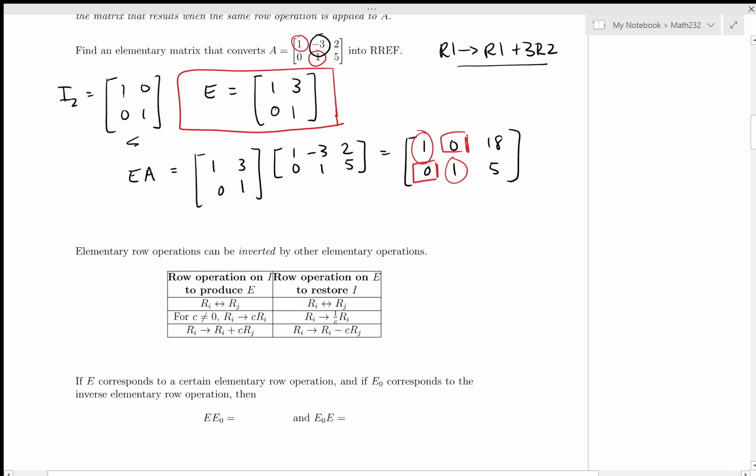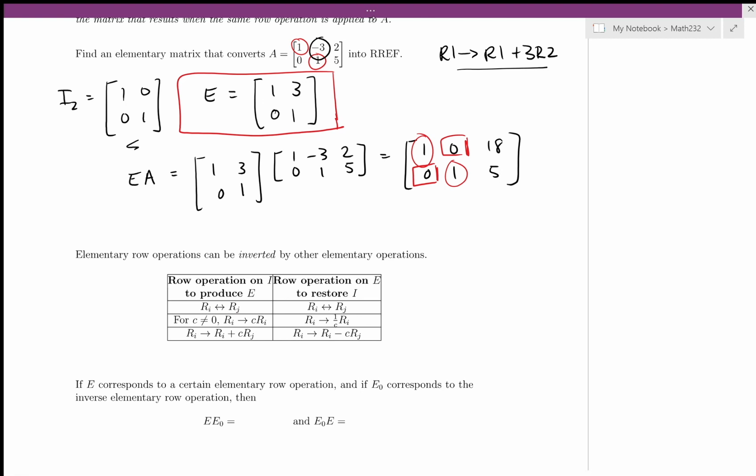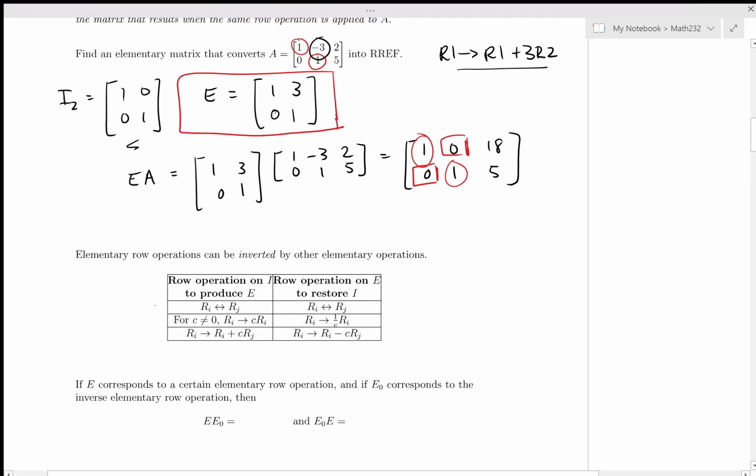Okay, so the next point we want to make about these elementary row operations is that they can be inverted by other elementary operations. So we can get back by doing something. We have our 3 potential row operations that we've been using. They are listed here, 1, 2, and 3. And then here is listed, what do you do to reverse that? So let's just give a quick example here. Say we had an elementary matrix that looks like this.